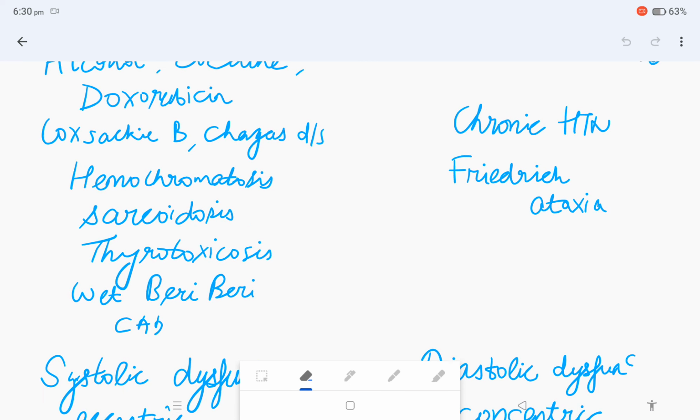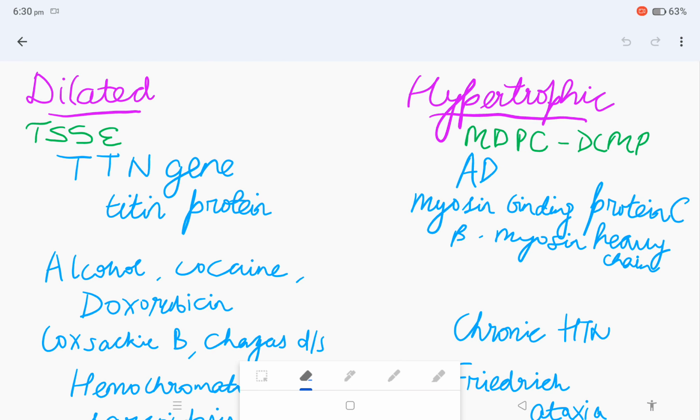So how will we remember? Okay. First, in the dilated one, we see the mnemonic as TSSE, meaning titin gene mutation, sarcomeres added in series, and systolic dysfunction and eccentric hypertrophy.